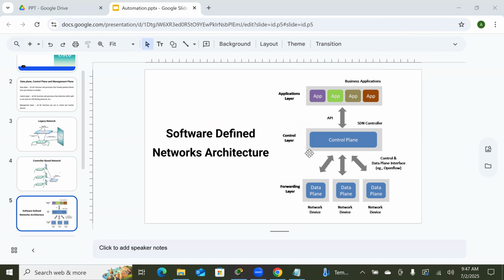This is what the software defined network looks like. Here we'll have some APIs. What is API? Application.